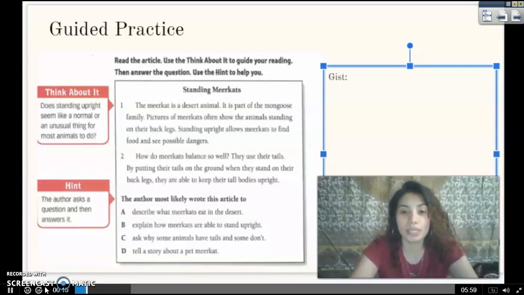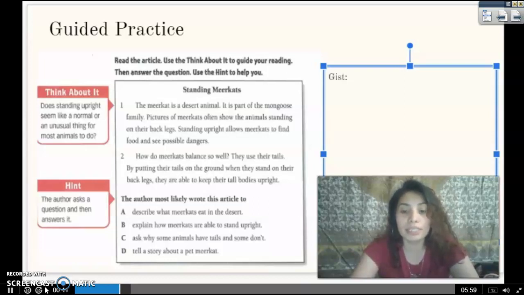So the title states Standing Meerkats. Before we read, let's read the little box to the left where it says think about it. It says, does standing upright seem like a normal or an unusual thing for most animals to do? That basically means, is it normal for animals to stand up or is it not normal? Keep that question in mind as we're reading. Let's start reading.